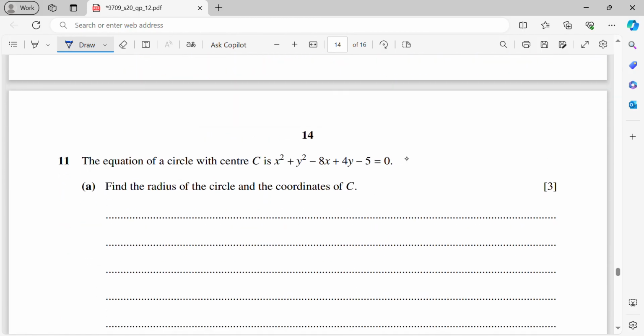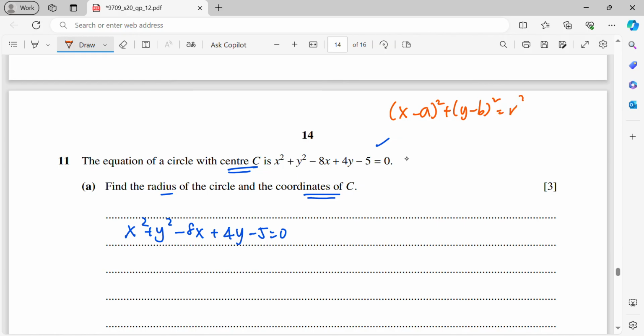Okay, question 11, the equation of the circle is given. Find the radius of the circle and the coordinates of C. C is the center. So now here, I need to group the term with the x and the term with the y, because our formula for a circle is basically (x minus a) squared plus (y minus b) squared equals r squared. So the a and b is the center coordinates, right? Then the r is the radius.